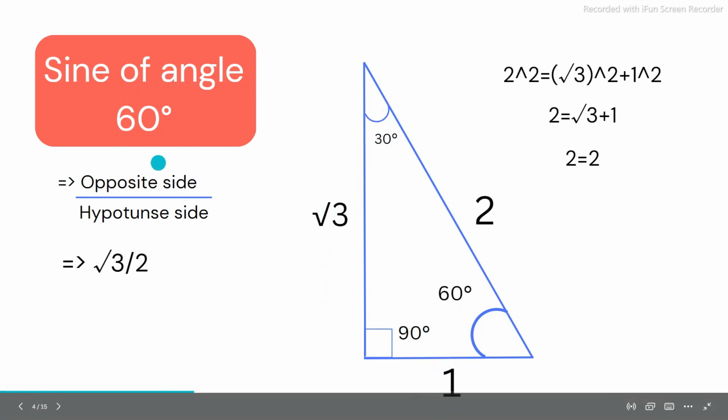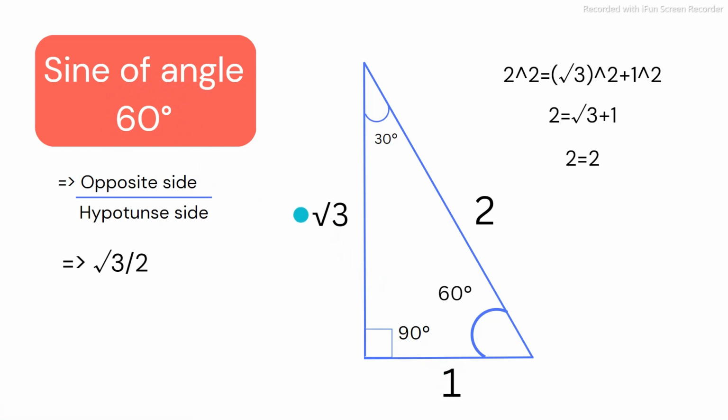Because we are discussing with respect to the 60 degree, we consider this root 3 as the opposite side, and the hypotenuse will be this 2. Therefore we got our answer as root 3 by 2. Just write it down. This is the sine of 60 degree. The sine of 60 degree is root 3 by 2.